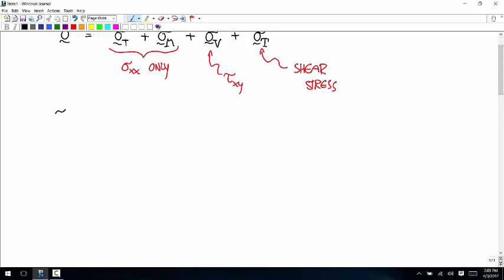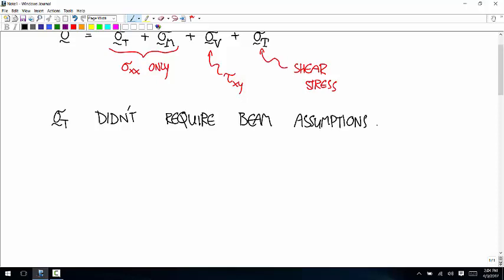The stress due to tension was pretty general. It didn't require a lot of assumptions about the beam. In fact, we didn't talk about any. So it didn't require beam assumptions. But the stress due to bending moment does.